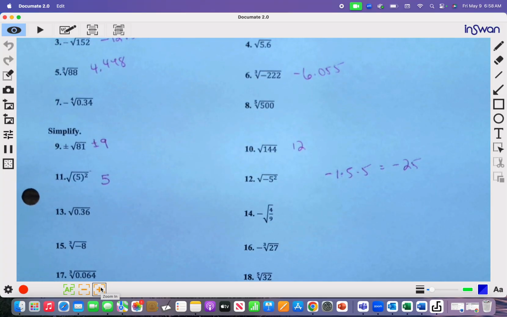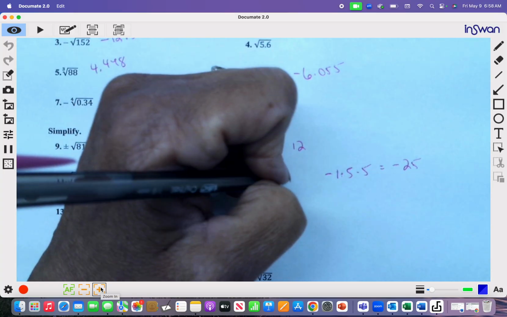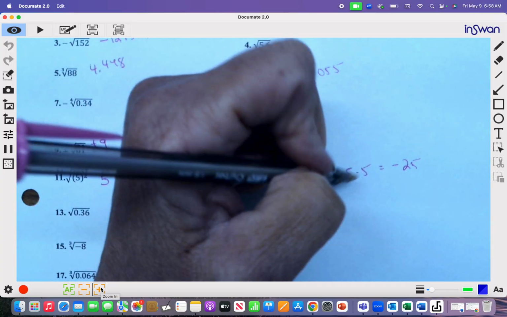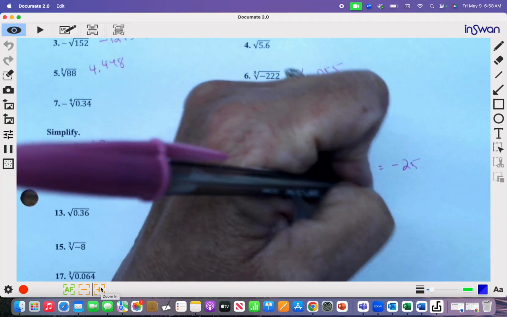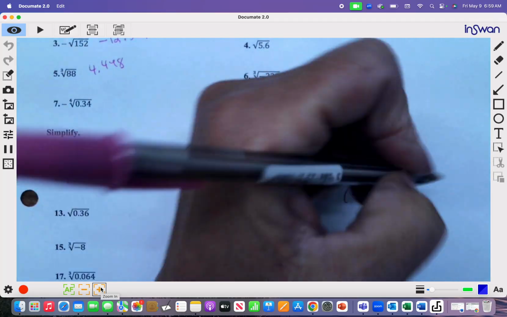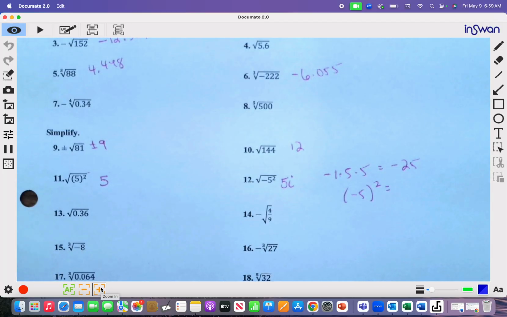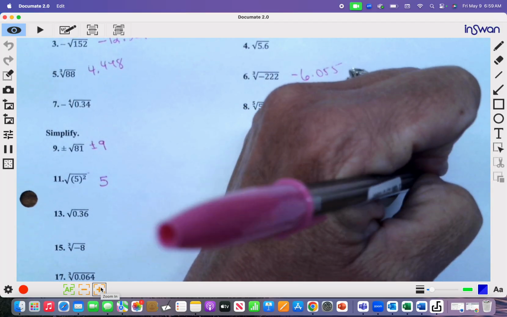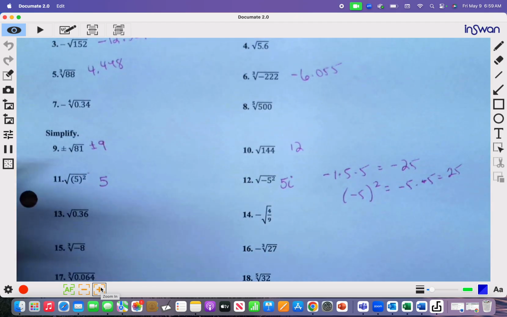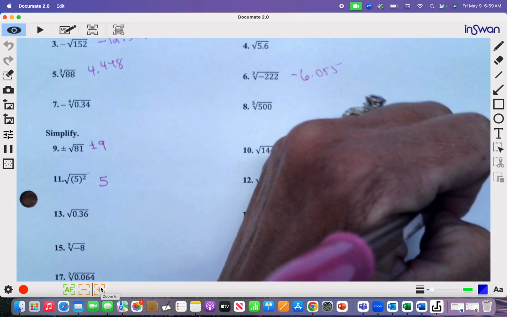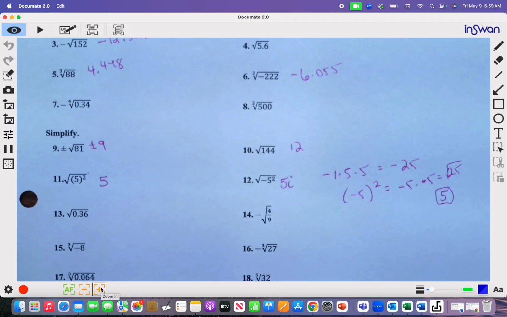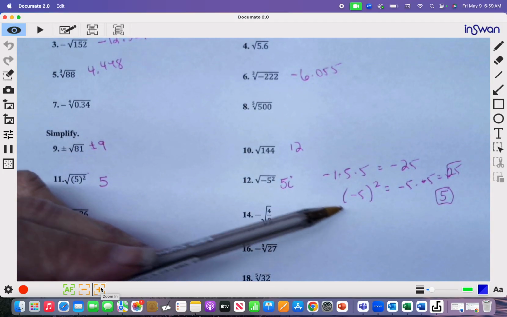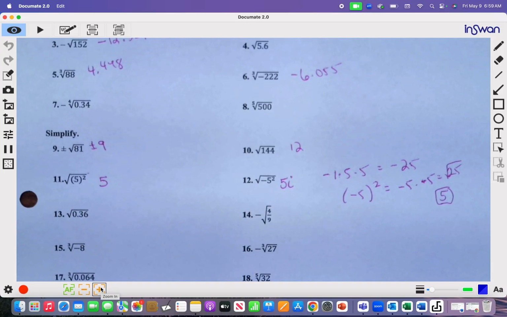And I can't take the square root of a negative number unless I use the i. So this is 5i. Now, if I had this as my base, in parentheses, negative 5 squared, then when I go to evaluate this, I'm doing negative 5 times negative 5, and that's positive 25. That I can take the square root of, which is positive 5. So big difference between having parentheses around a negative base and not having parentheses. So be careful with those.